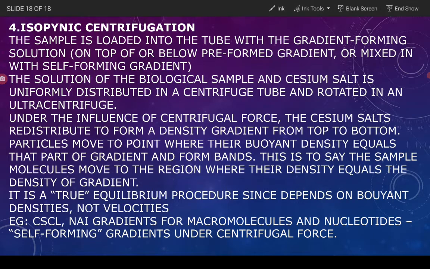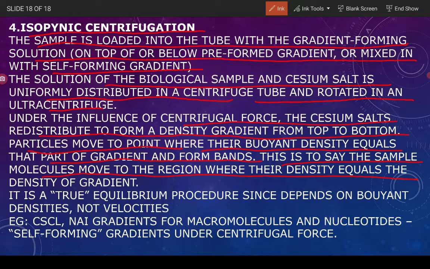Now this is isopycnic centrifugation. The sample is loaded into the tube with a gradient forming solution on top or below of the preformed gradient, or mixed in the cell forming gradient. The solution of the biological sample and cesium salt is uniformly distributed in a centrifuge tube and rotated in an ultracentrifuge. Under the influence of centrifugal force, the cesium salts redistribute to form a density gradient from top to bottom. Particles move to the point where their buoyant density equals that part of the gradient and form bands. This is to say, the sample molecules move to the region where their density equals the density of the gradient.